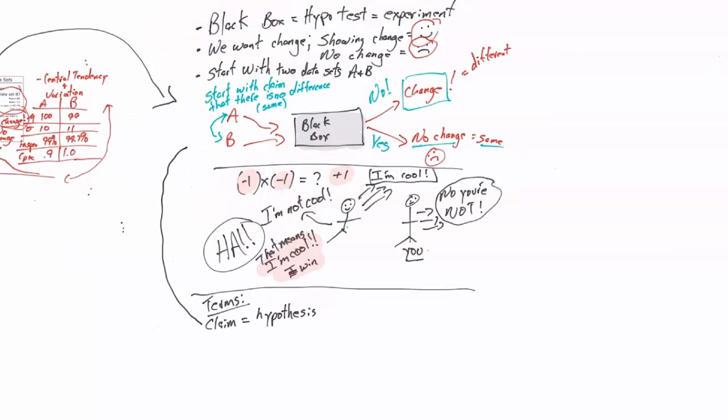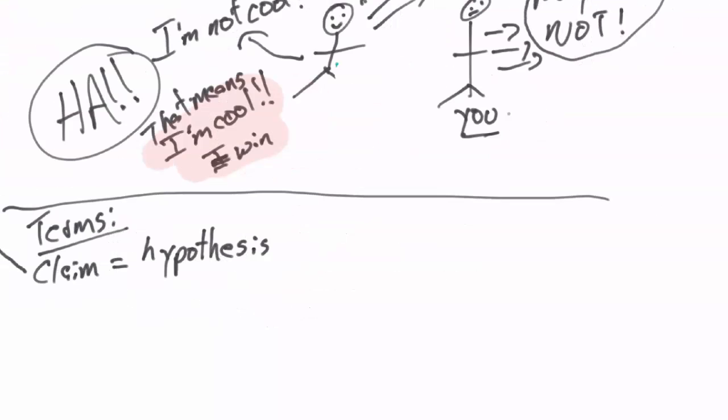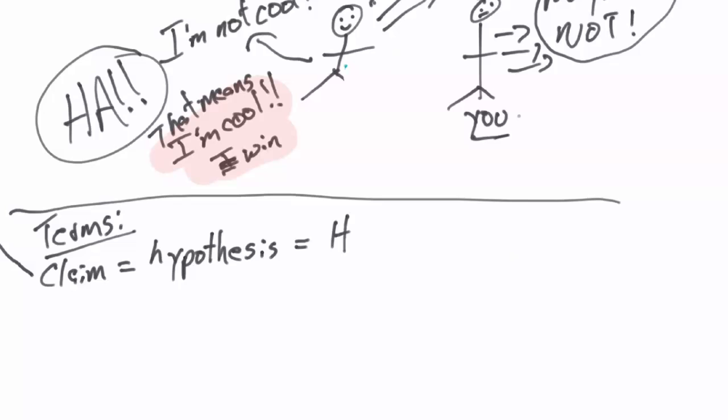Our claim is right up here when we're setting up the two data sets, and our claim is that there is no difference. Another way of saying claim is to call it a hypothesis. We're going to give it the acronym H for hypothesis. Now really, the claim or the hypothesis is the no change claim. We want them to be the same.